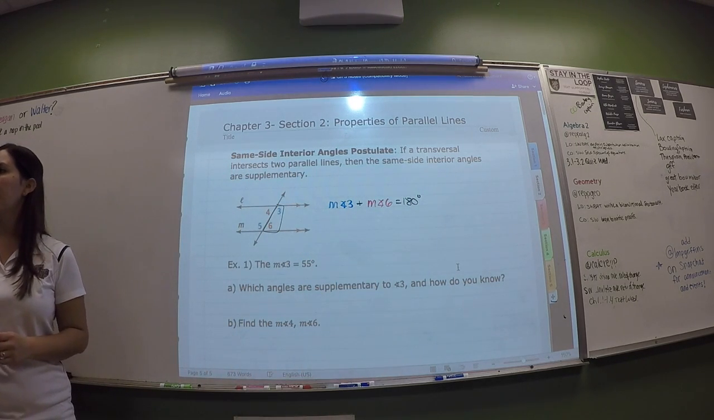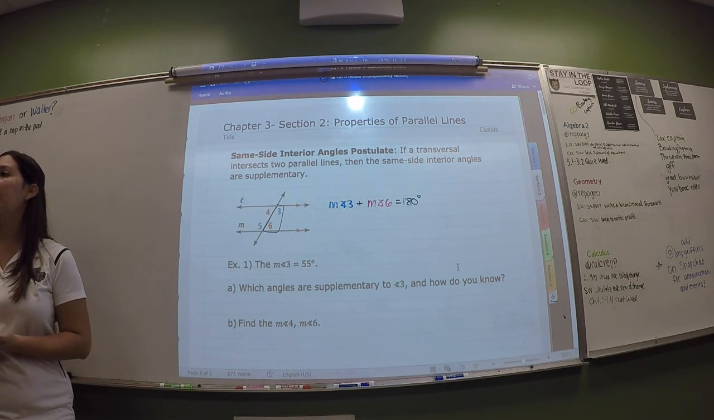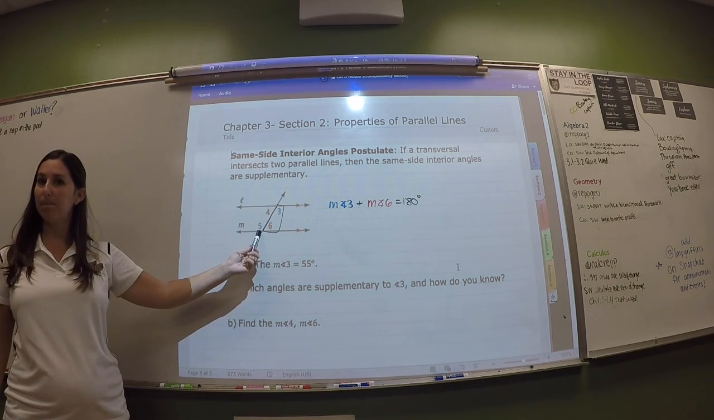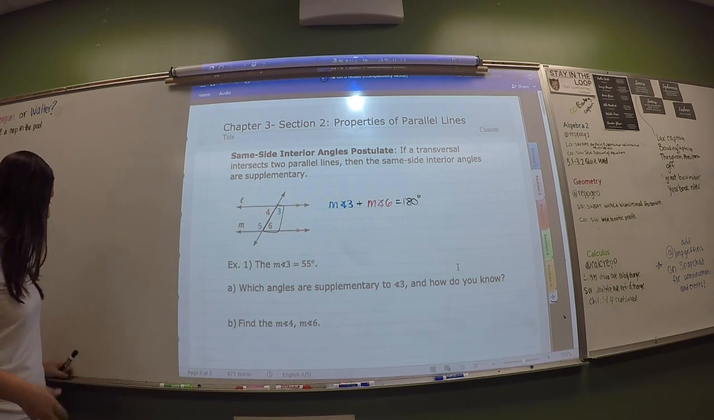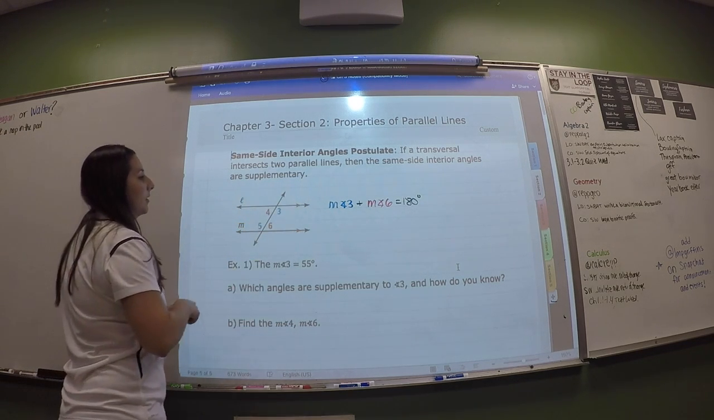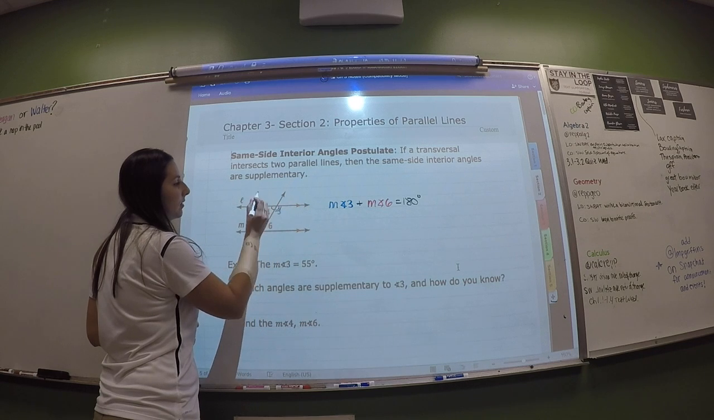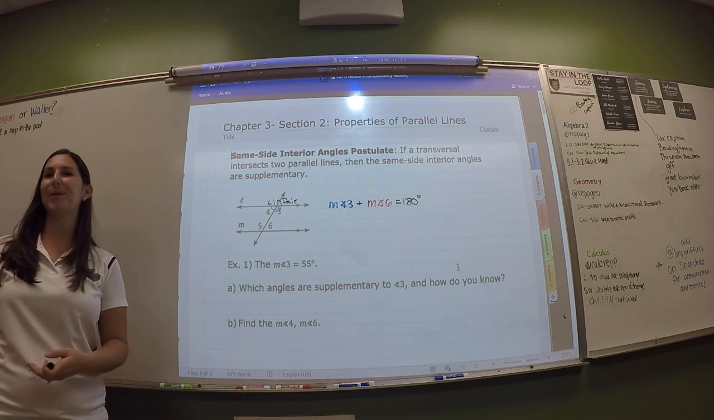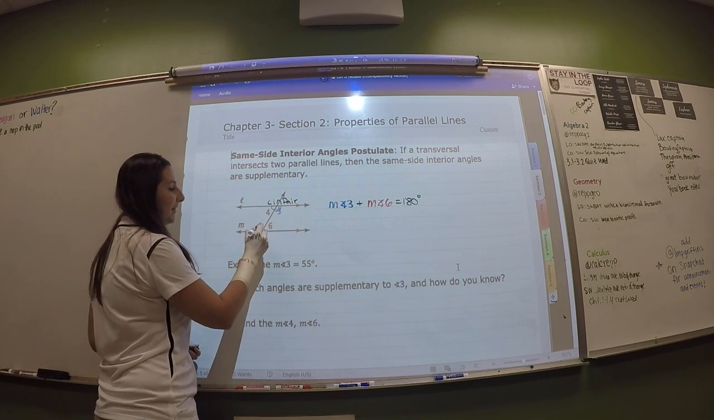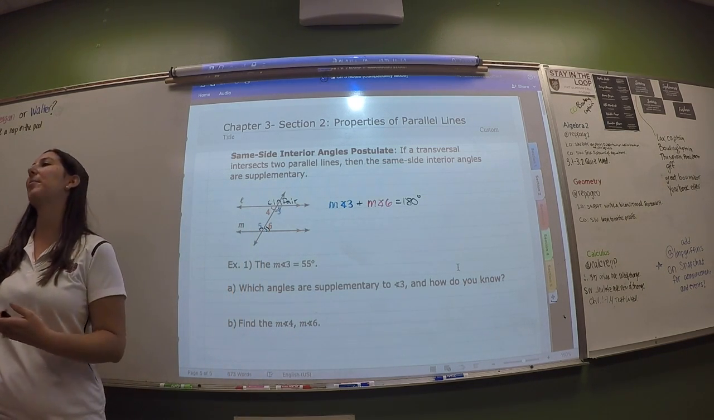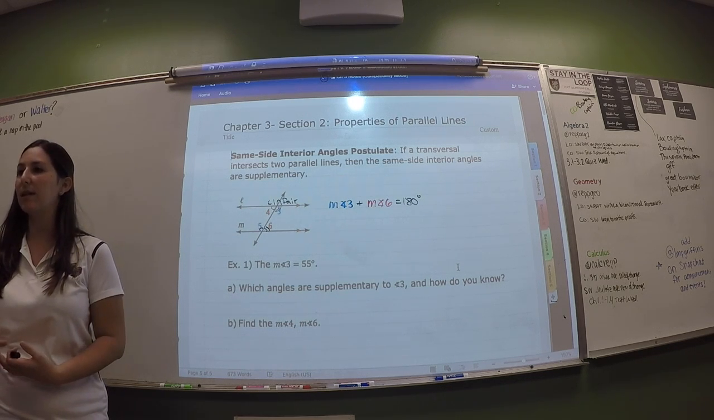So the 180 would be counted as the transversal line? Yeah. And then these two would also be supplementary, right? Yeah, because they're also same side interior. But then we can even go farther. These two are a linear pair, and so those would be supplementary. And then these two are also a linear pair, so those are also supplementary. So lots of cool supplementary things.